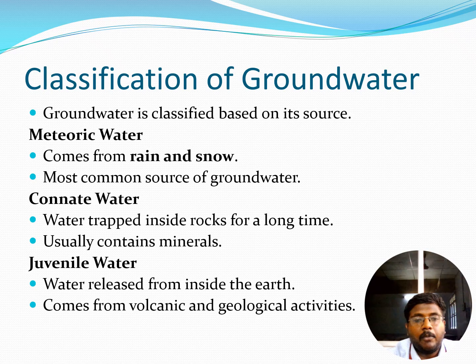Next, we see connate water, the ancient water that was trapped in sedimentary rock when the rocks were first formed million years ago. Water is trapped inside the rock for a long time when compared to the other two types of groundwater. This type of groundwater contains more minerals.